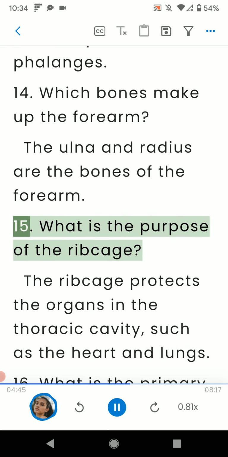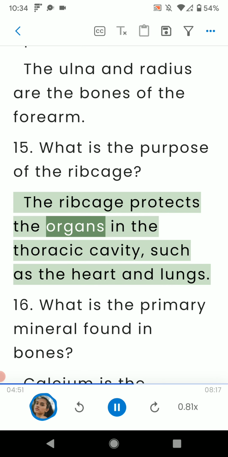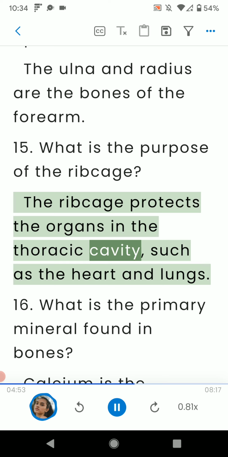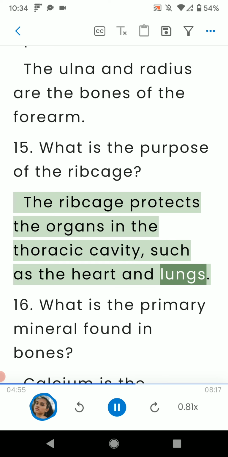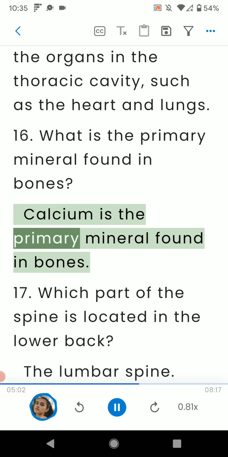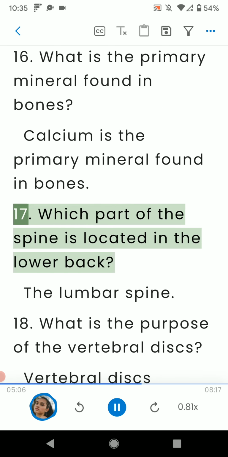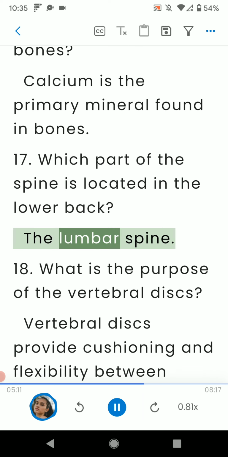15. What is the purpose of the rib cage? The rib cage protects the organs in the thoracic cavity, such as the heart and lungs. 16. What is the primary mineral found in bones? Calcium is the primary mineral found in bones. 17. Which part of the spine is located in the lower back? The lumbar spine.